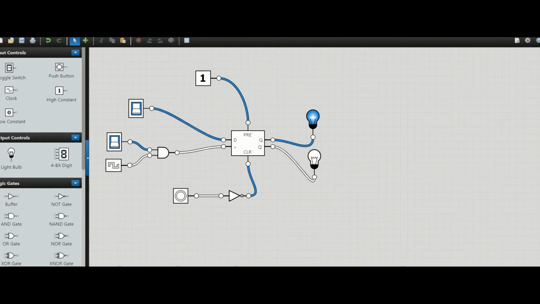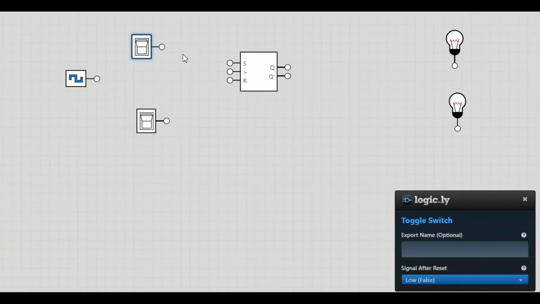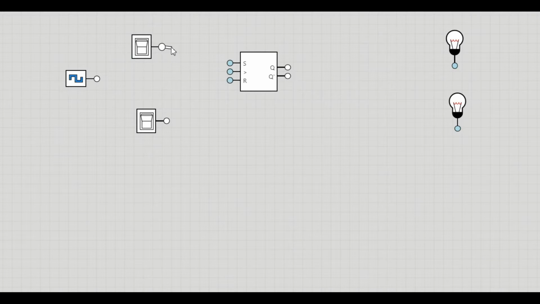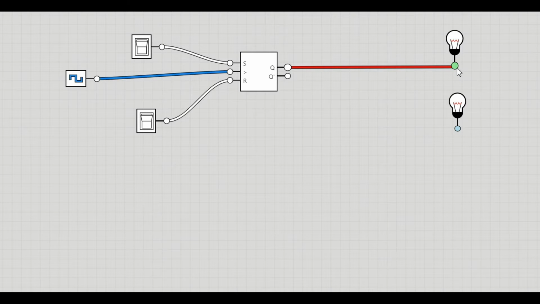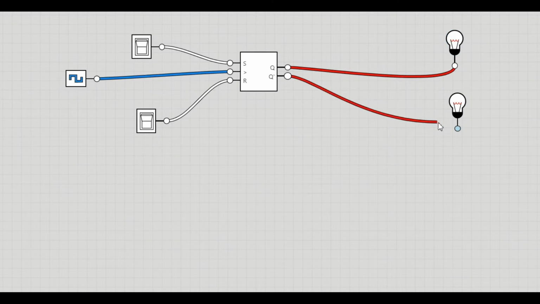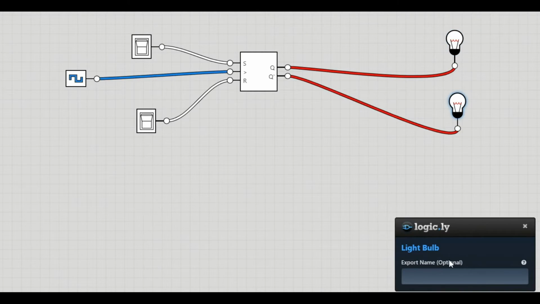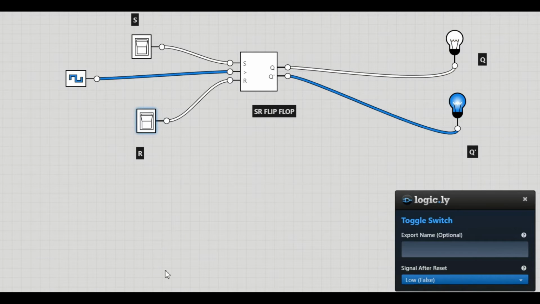This is the D flip-flop. SR flip-flop. We have two output switches and two input switches. Enabler, connecting Q, Q dash, turn on.